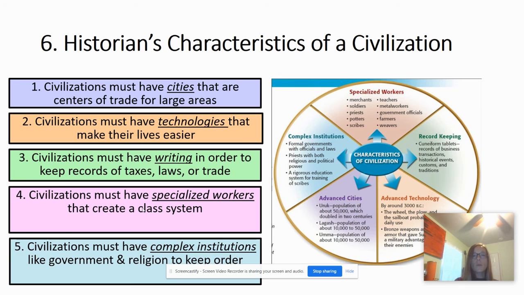Civilizations also must have complex institutions. This could be anything like a government or a religion that basically keeps people in line and gets people to follow certain rules in order to guarantee the continuation of their civilization.